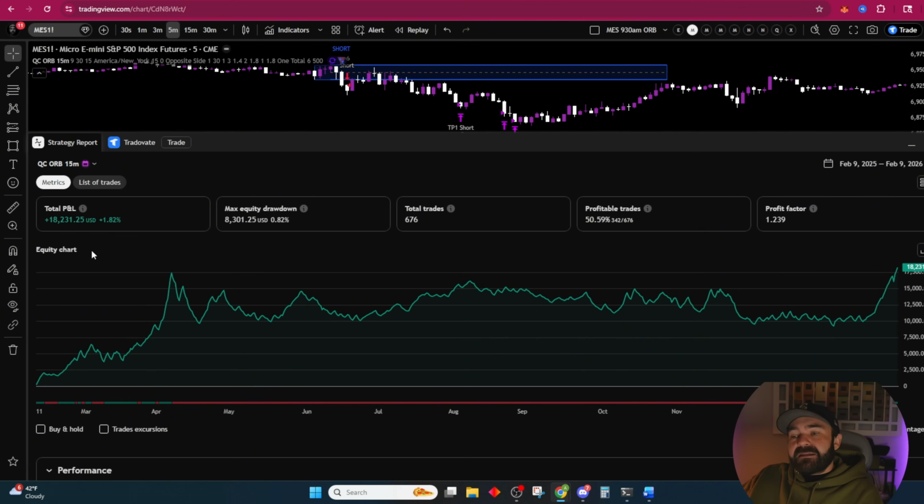You made $18,000. So let me touch on this real quick because we're on the last 365 days. When you have a strategy like this in TradingView and you're back testing it, that says 676, but this is only triggering once a day.